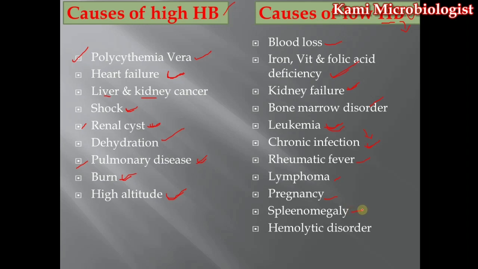Due to splenomegaly, in which the spleen is large in size, when the spleen is enlarged, it will store a large number of red blood cells. Due to this, the hemoglobin concentration also decreases. Hemolytic disorder, in which the RBC rupture quickly or are destroyed. So when the RBC rupture quickly or are destroyed, obviously the hemoglobin concentration also decreases.